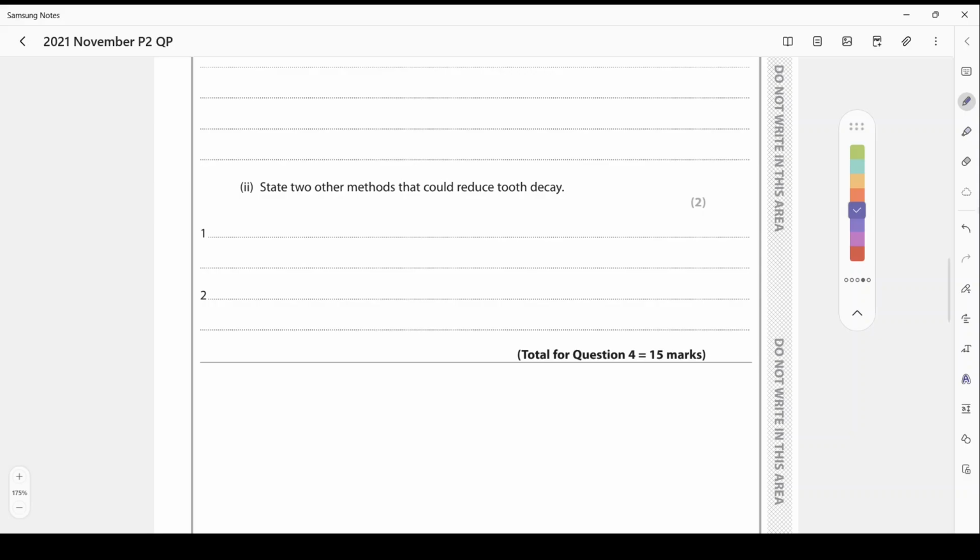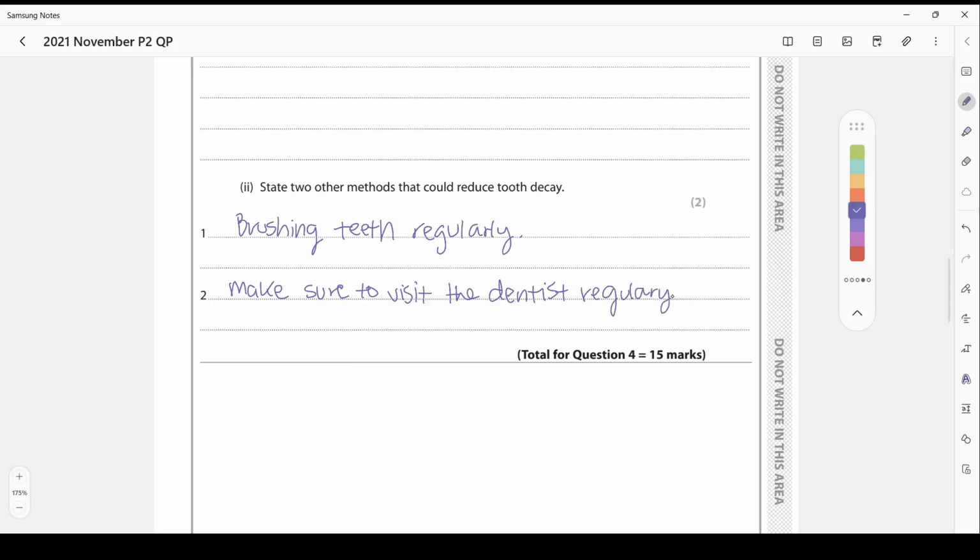Okay. The next part 2, state 2 other methods that could reduce tooth decay. One of them is brushing teeth regularly. Another thing that you can also say is make sure you visit the dentist regularly as well. So you're supposed to visit the dentist twice a year. So let's write that down. Make sure to visit the dentist regularly. They can clean it and also check for cavities in your mouth as well.